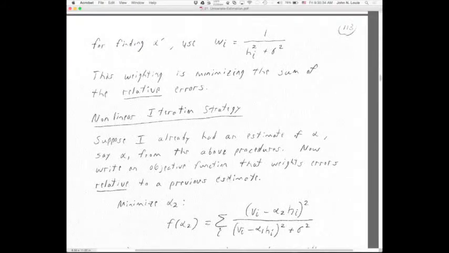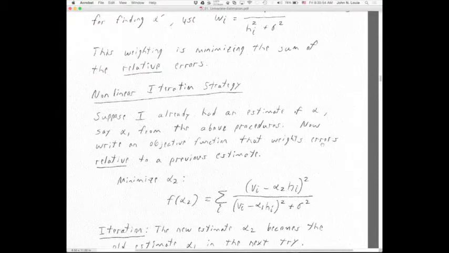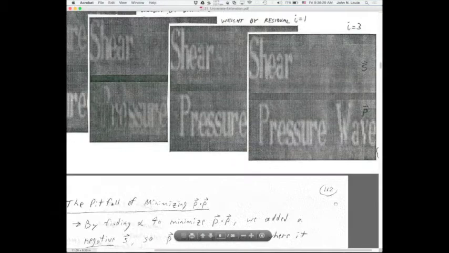So for finding alpha prime, then we use a weight, w sub I, that is equal to 1 over h sub I squared plus sigma squared. This weighting is minimizing the sum of the relative errors. Okay, so there's the data again, and here's the inversion with a weighting by data, just once, and it's a bit better than the data, but you can still see some crosstalk. Okay. And so finally, when we get to a further iteration here, there's no crosstalk that I can see on this, sorry, bad copy.